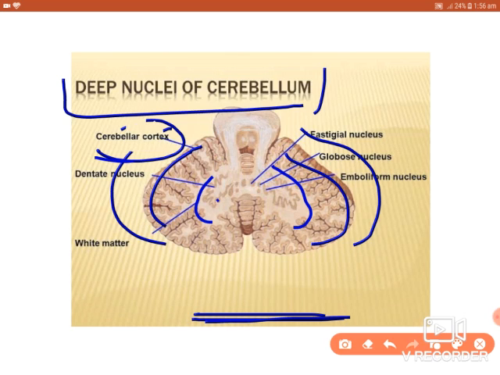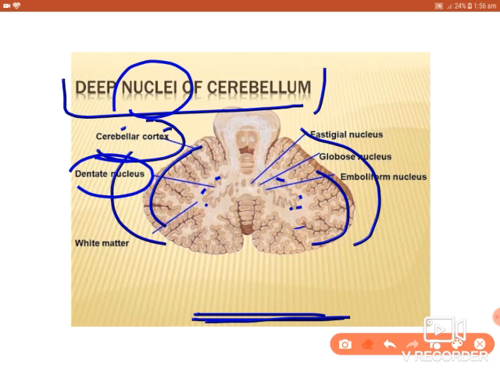Inside the white matter you can see this masses of this grey matter. This forms the nuclei of the cerebellum. These are paired nuclei. You can see this crumple shaped, this largest ones, this forms the dentate nucleus. The dentate nucleus belongs to the neocerebellum.